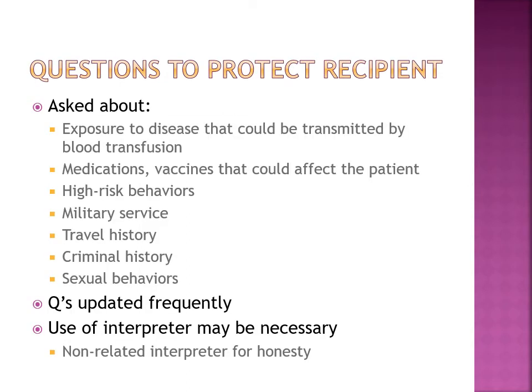So then we have questions to protect the recipient, or the person that's going to receive the blood. So we're going to ask the donor about exposure to diseases that could be transmitted by blood transfusion, any medications or vaccines that could affect the patient, any high-risk behaviors they may be involved in, their military service, where they've traveled recently, their criminal history, their sexual behaviors. These questions are updated frequently. Sometimes the wordings change. Sometimes if there's an epidemiology research thing that needs to have certain questions asked about blood transfusions, they will ask in there. The use of an interpreter may be necessary, and usually they want a non-related interpreter for honesty because some people don't like admitting certain things to family members.